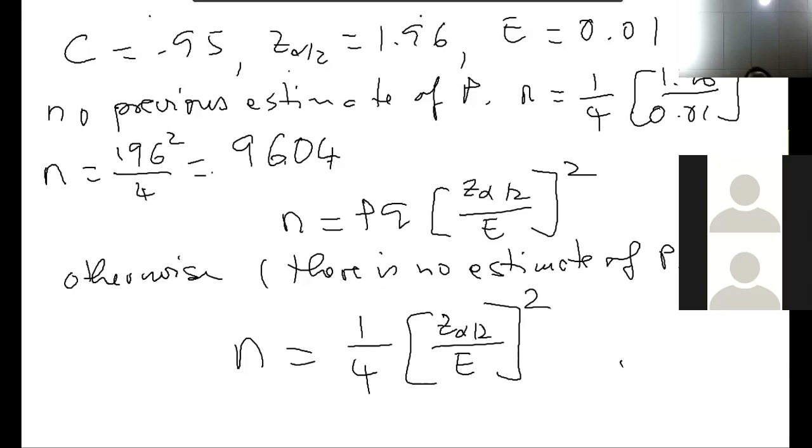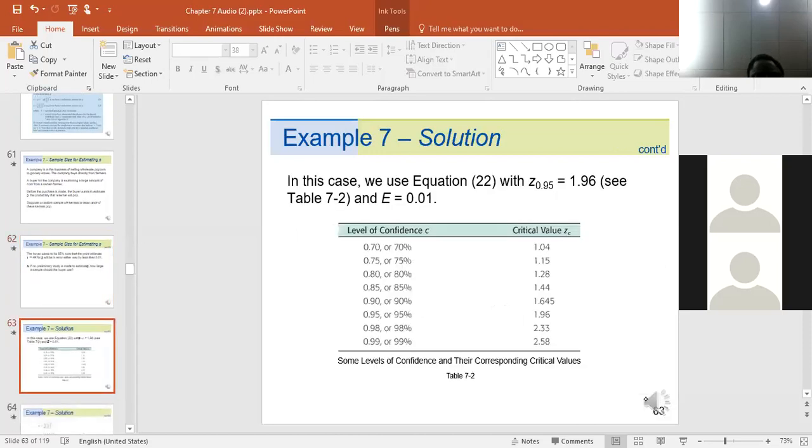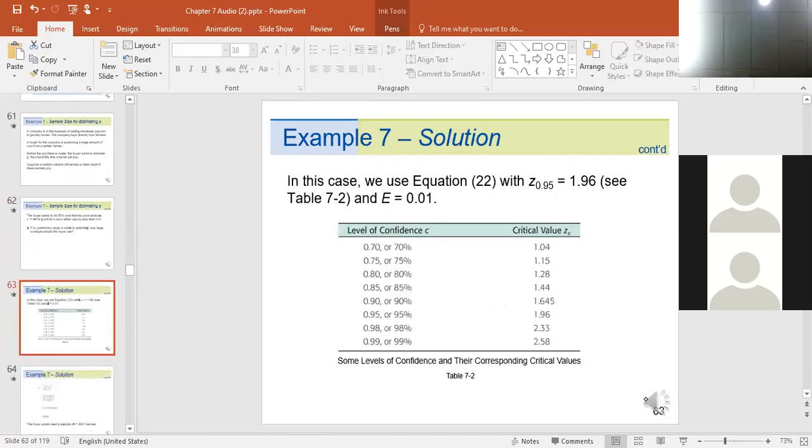Let's get back to the problem and see if, when this table comes here again, there are several, it comes several times in your PowerPoint. You can make use of it. What is Z alpha for a confidence level?